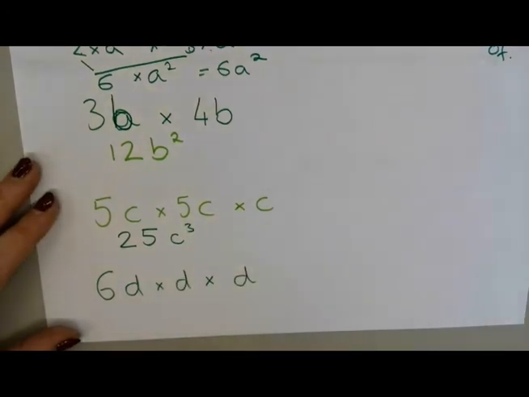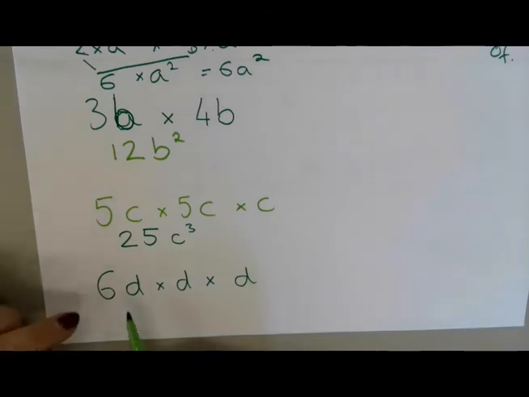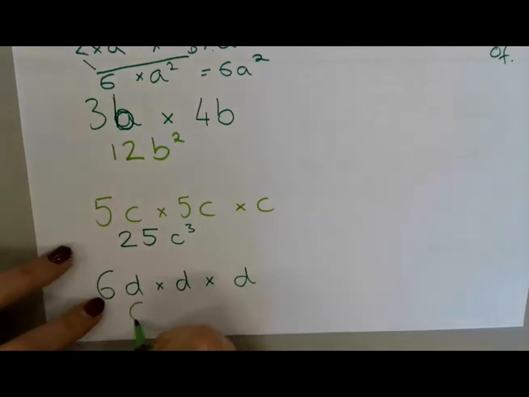Okay, and then we've just got the last one here. So this time we've got coefficient is 6, coefficient is 1, and coefficient is 1. So we get 6 times 1 is 6, times 1 is still 6. So we've got 6 here, and then d times d times d is d cubed.